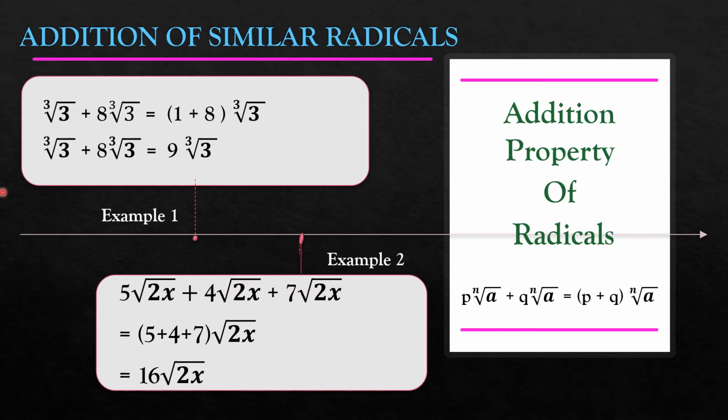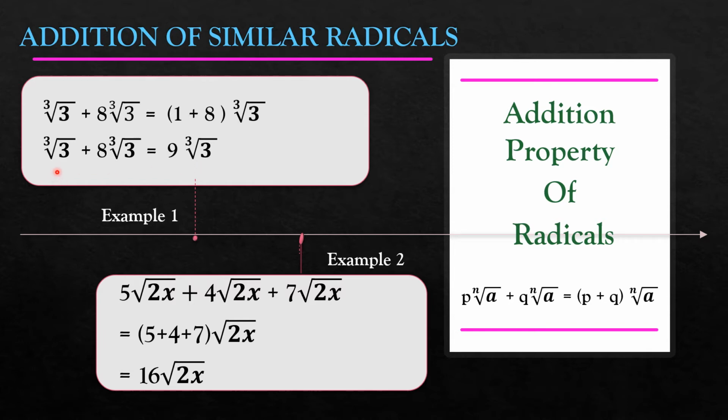So, for example, we have here example 1, cube root of 3 plus 8 cube root of 3. So, ito po, they are similar radicals since pareho ang index nila. This is cube root, and then common radicand, which is 3. So, kapag ganito, applying the addition property of radicals, we just add the coefficients. So, ang coefficient po nito ay 1. Kapag wala po kayong nakikita dyan na number sa labas, automatic po 1 yan. Kaya may 1 tayo dito. And then, 8. So, 1 plus 8 is equal to 9. And then, copy the common radical, which is cube root of 3.